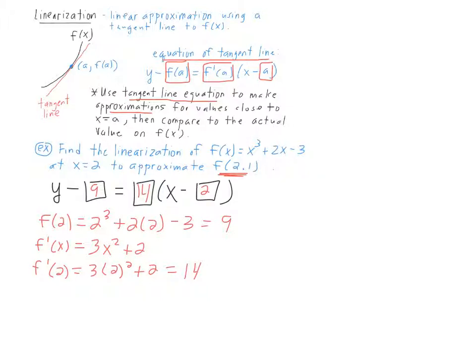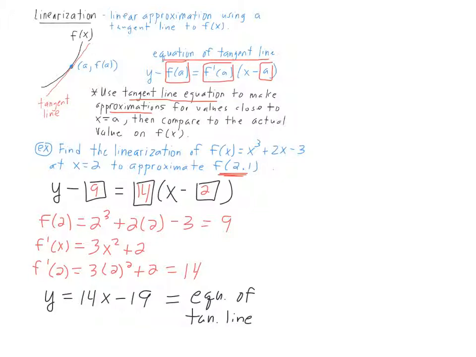So we can clean this up. We can write this as y equals, we'd have 14x, we'd have a minus 28, and then add over that 9. That's going to give us negative 19. Okay, so this represents the equation of the tangent line. Okay, so that's known as linearization. We're using this equation of our tangent line, which we know is linear, and we're going to use it to make an approximation. So it's actually really easy, guys.